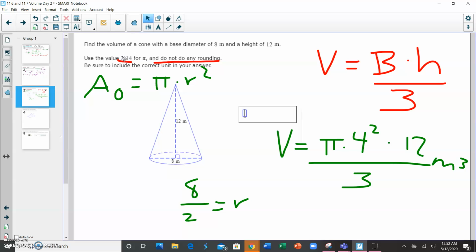So it's going to be 3.14 times 4 squared times 12. And then you divide by 3. And then that's your answer, meters cubed. All right, so what's the relationship between a cone and a cylinder? There are 3 cones in one cylinder. So we use the same formula we use for a cylinder, area of the base times the height. And then because 3 cones go into one cylinder, we just divide it by 3.